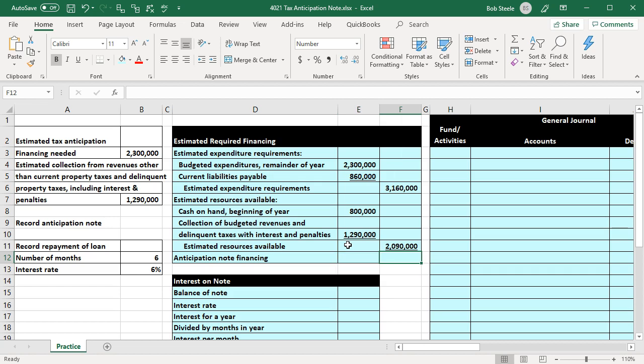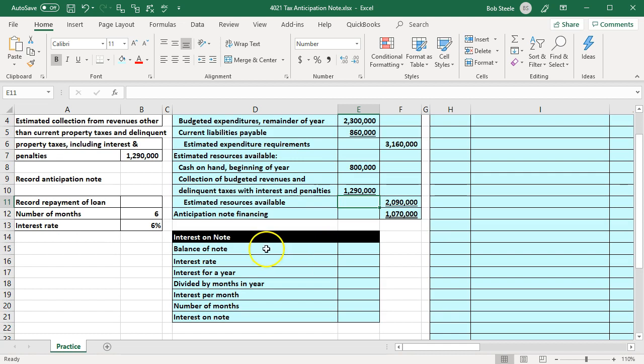So the difference between these two is what we think we're going to need in terms of financing. So we're going to say this is this minus this. That's going to be the anticipation note that we're going to take out. So now we're going to basically do the same kind of thing we would think of with a note. What are going to be the terms of the financing of the note? We're going to say it's the number of months. We only need it for 6. The interest rate is 6%.